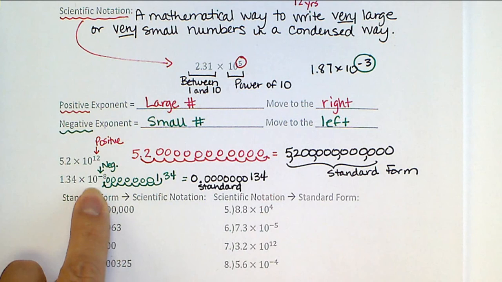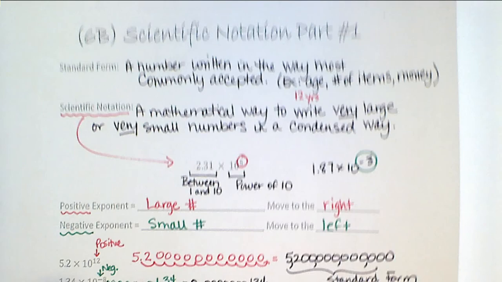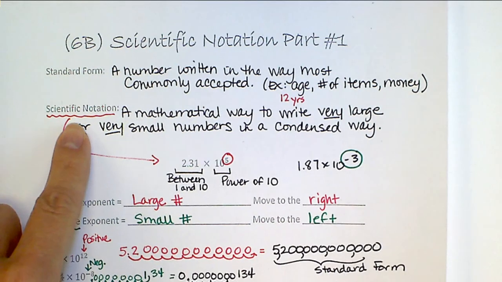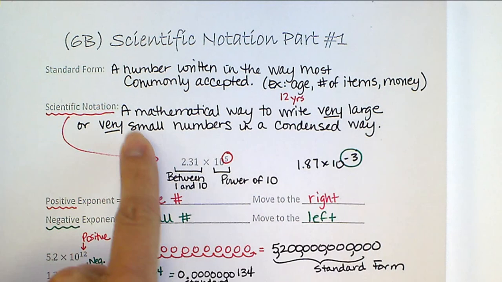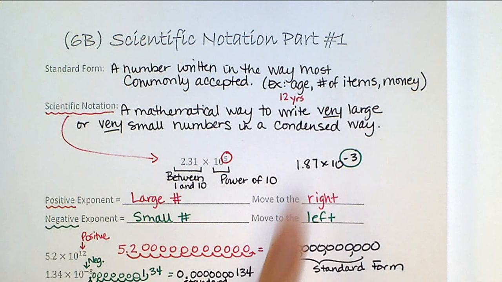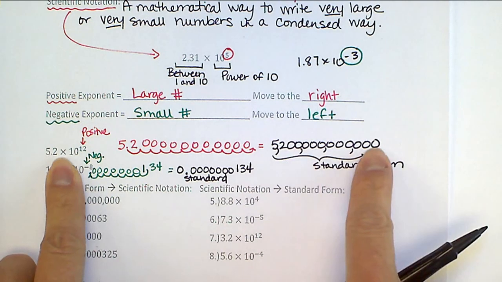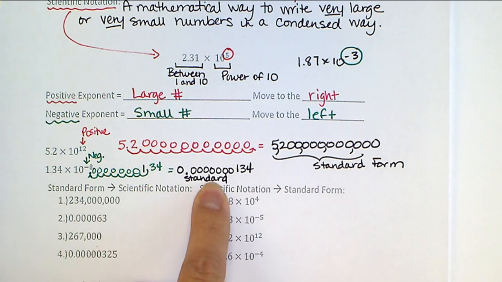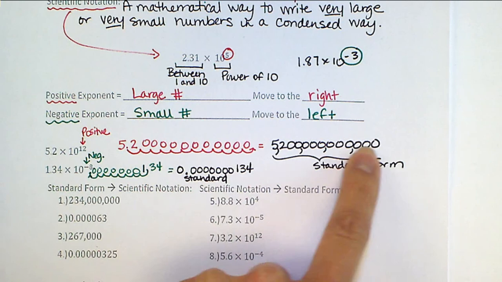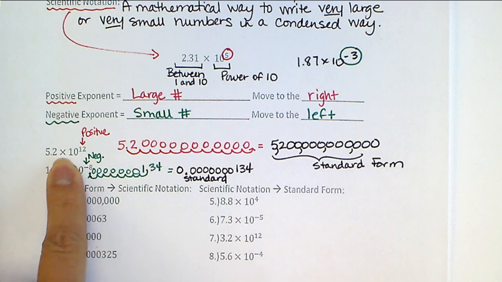So again, what we're trying to do with scientific notation is write very large numbers or very small numbers in a condensed way. We can take a scientific number and write it out in standard form, and shortly I'm going to show you how to take a standard form number and convert it into scientific notation.